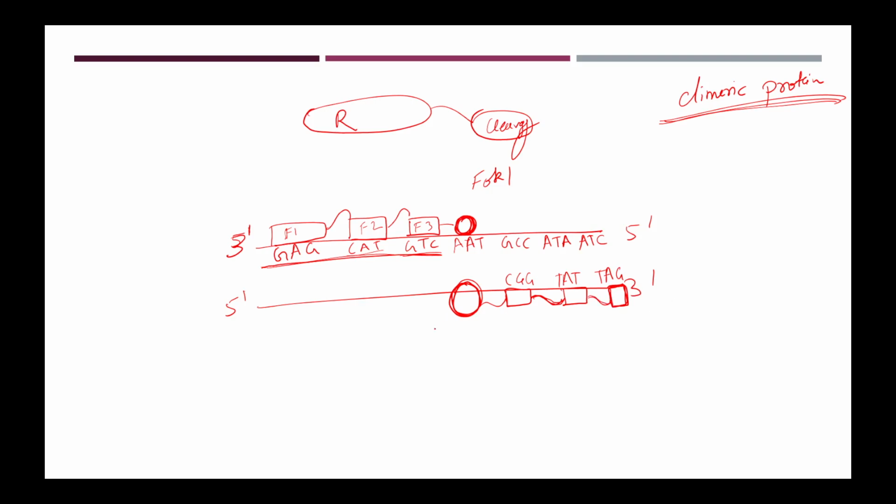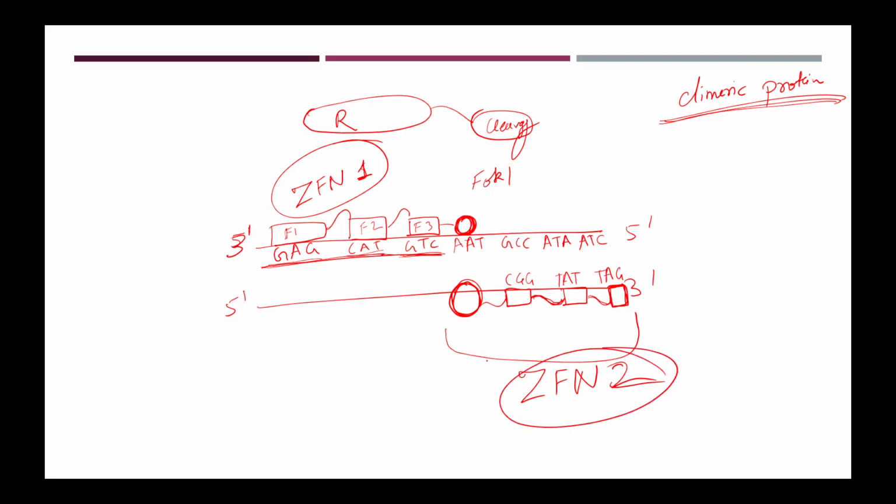on the opposite complementary strand. But there the sequence will differ, right? So here, as here GAG, CAT and GTC are present, here GAT, TAT, GGC, other sequences are present. Okay. So for that you need another protein, another protein that will make another zinc finger nuclease. So this is zinc finger nuclease 2 and this is zinc finger nuclease 1. Two different proteins you have to overexpress inside the cell so that both of them recognize the site and then make a cut. Okay, here it will make a cut.